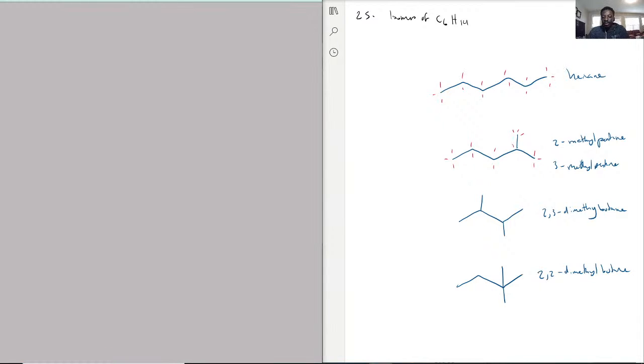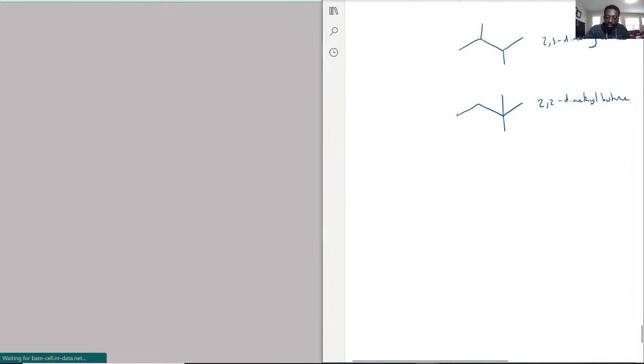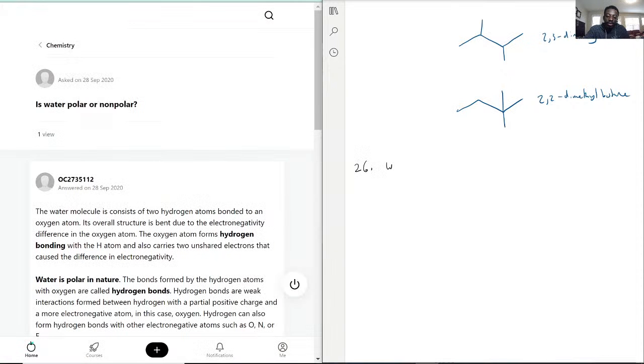Okay, so now question 26. Is water polar or non-polar? So first we need to actually draw the Lewis dot diagram of water. Okay, I guess there's 2 ways to do this, but I feel like this would be the best way to see it.